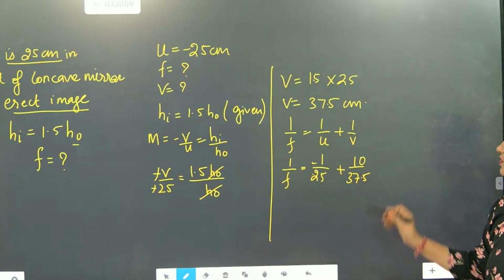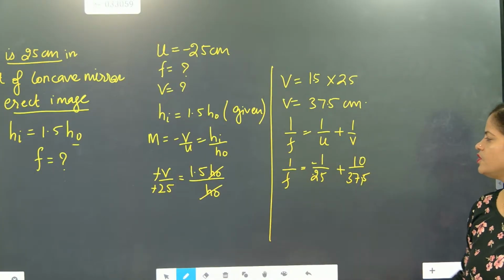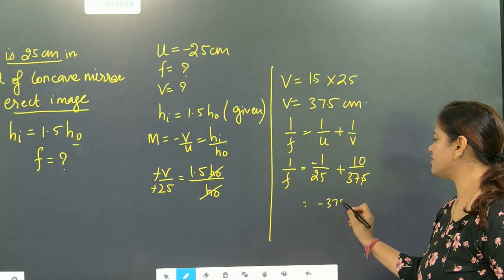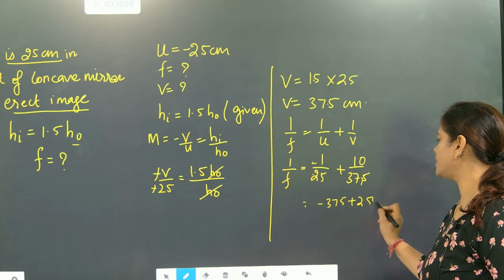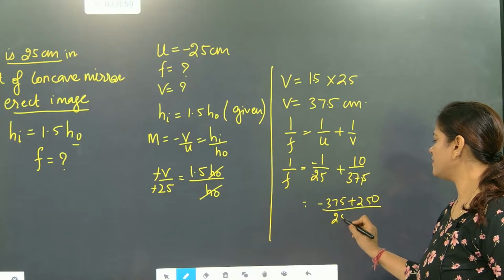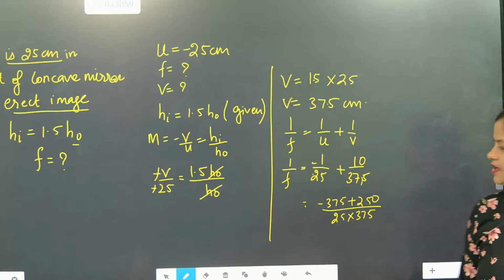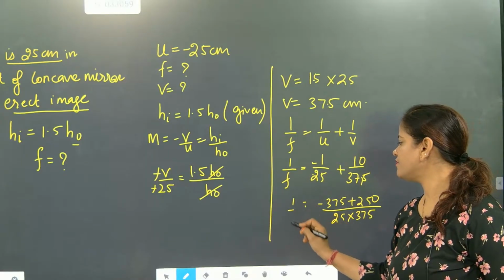Correct? So now 375 is coming. So now what you will do? You will directly multiply this one, it will come minus 375 plus 250 by 25 into 375. Is it okay? Correct? So after that 1 by f is coming.